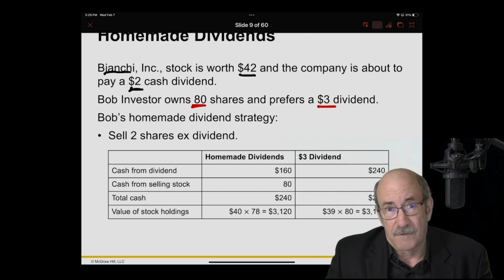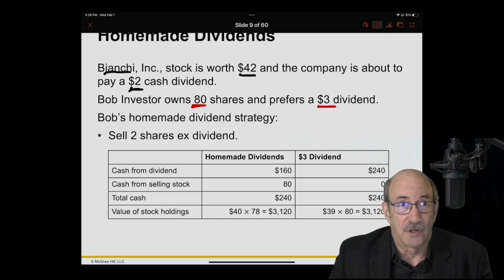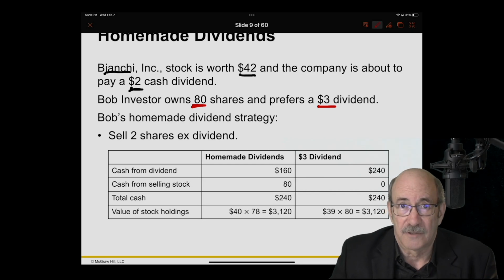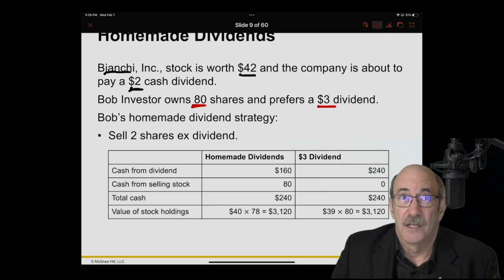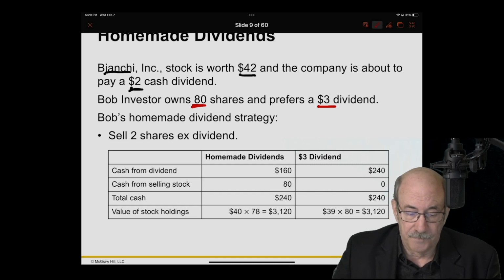So one way they could go is to sell this stock and buy a stock that's going to pay a higher percent dividend. But they could actually create that $3 dividend if they did sell some of their shares. Let's see how that's actually going to work and why dividends don't matter in a world where there are no taxes. Okay, so we've got two scenarios.